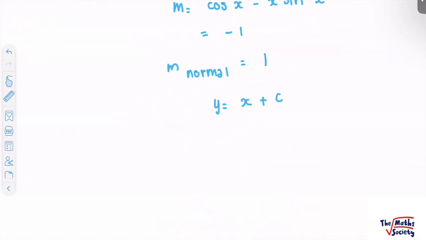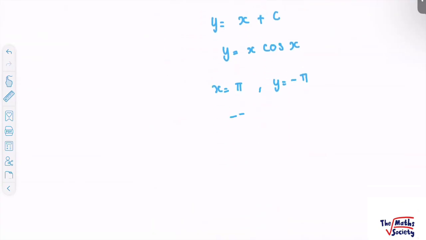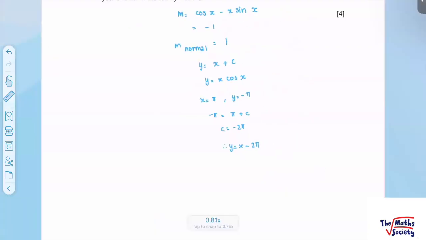When x is equal to pi, it's going to be y equals x cos x. So x is equal to pi, y is going to go to minus pi. So then you have minus pi equals pi plus c. C is going to go to minus 2 pi. Therefore, you have y equal to x minus 2 pi, which is your c.